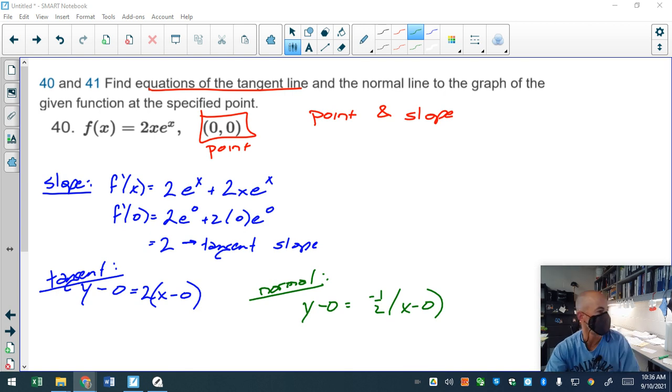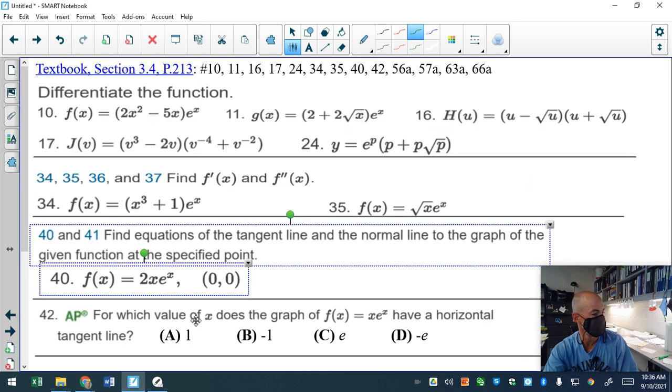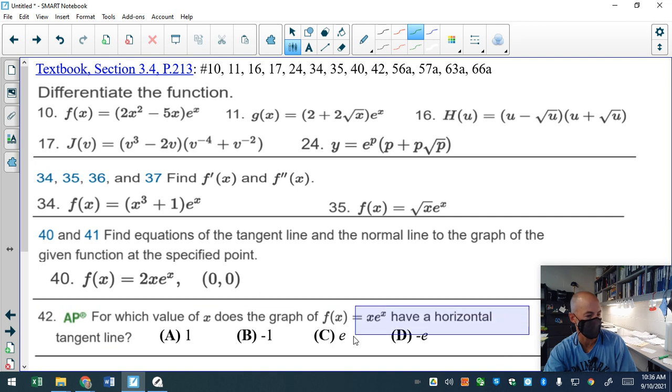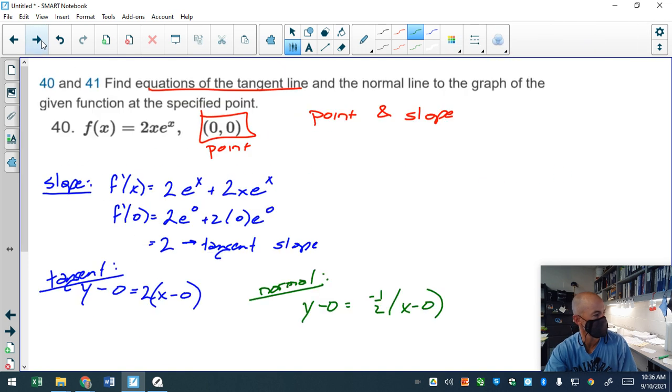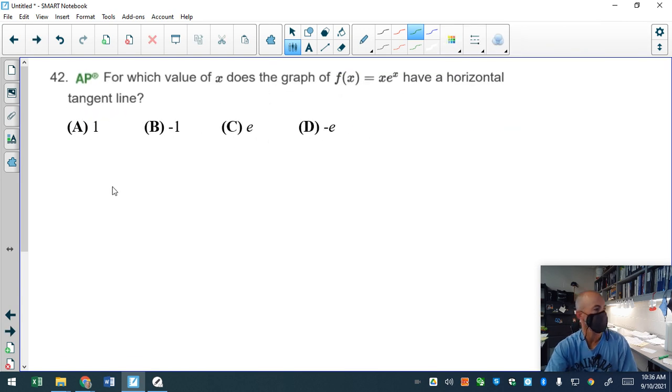What about 42? What is 42 asking? It's a multiple choice question. That gives us options that I might ignore. But it asks for the value of x where x times e to the x has a horizontal tangent line. I don't think we have answered a question like this yet. What do you think we'll have to do?